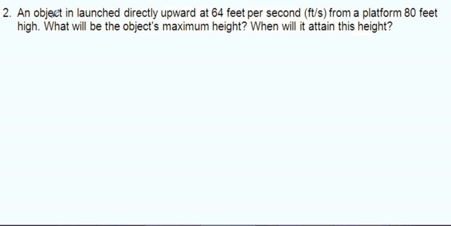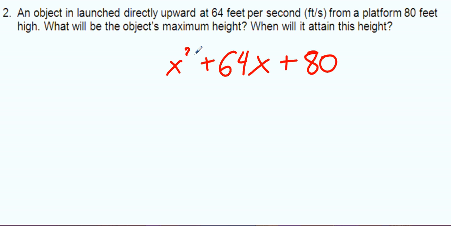Now we have another projectile launched upward at 64 feet per second. That's our velocity. From an 80-foot platform, that's the height. So 64 is the velocity. That goes in the middle. The height goes last. And then you just notice that these are measured in feet. So that means we're using 16 as opposed to 4.9. So it's negative 16 in the front. So we'll graph this equation in our calculator.